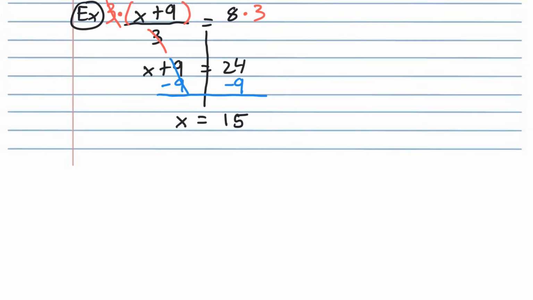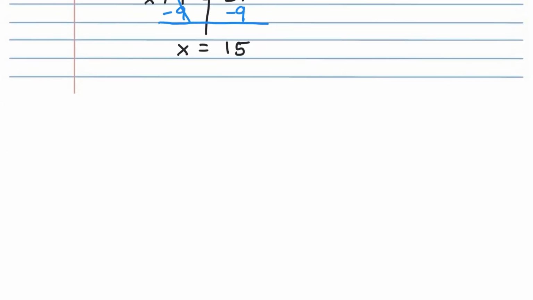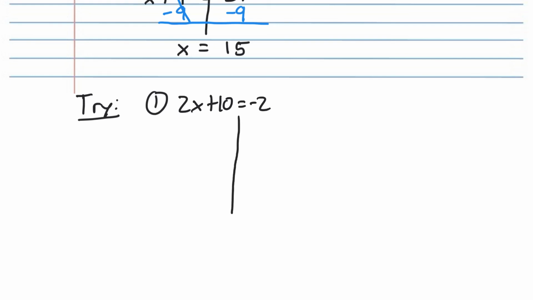They will get a little more challenging, but I do want you to try a couple of questions on your own. All right, so the ones I would like you to try, I have 2 of them for you. So number 1, 2x plus 10 equals negative 2. And number 2, x over 4 minus 6 equals negative 5.